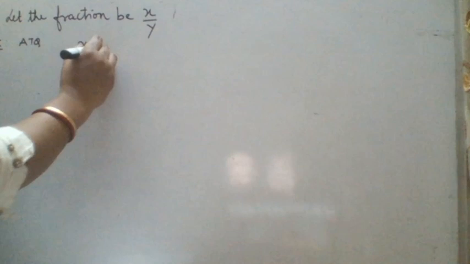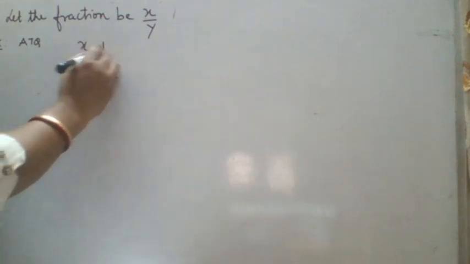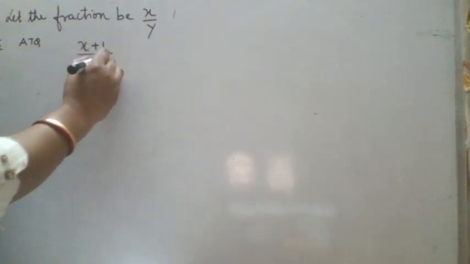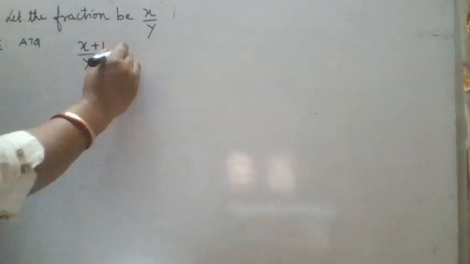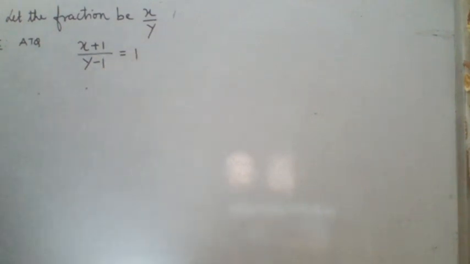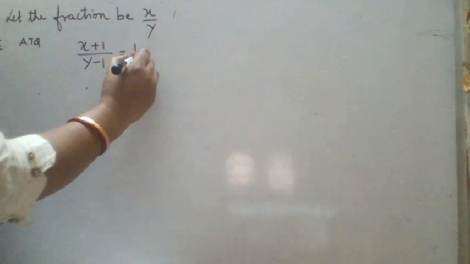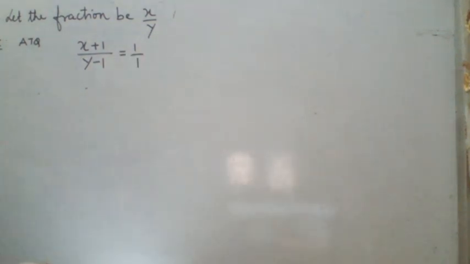The first part says if we add 1 to the numerator, so x plus 1, and subtract 1 from the denominator, so y minus 1, then the fraction reduces to 1. 1 means 1 upon 1. So this is case 1.